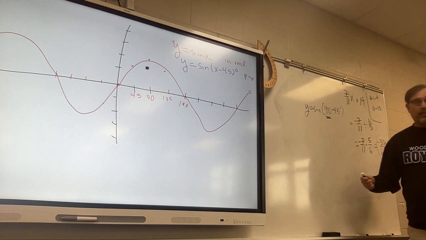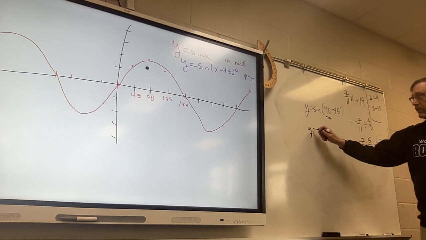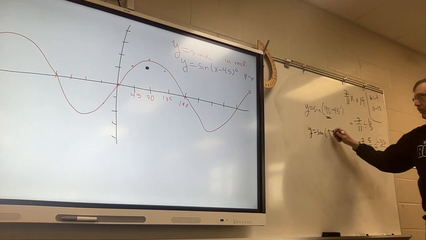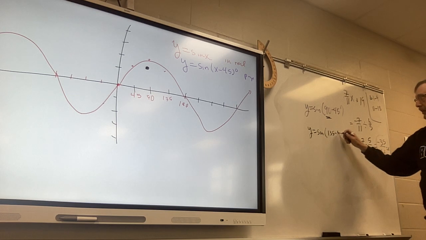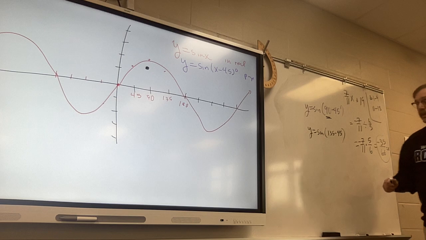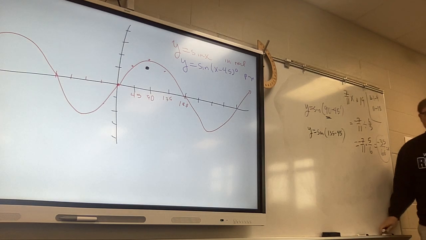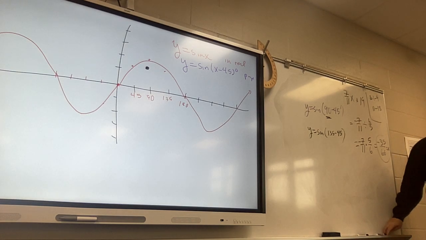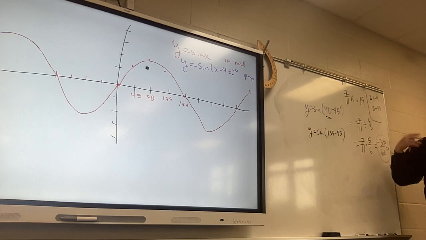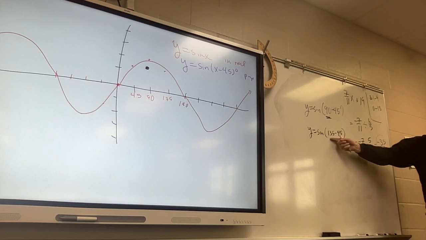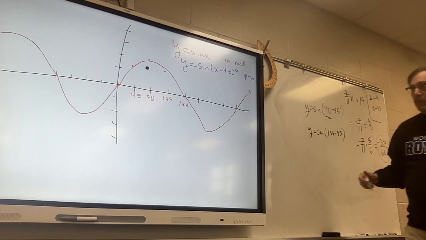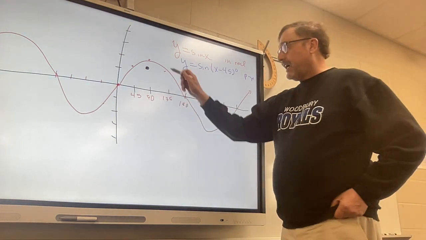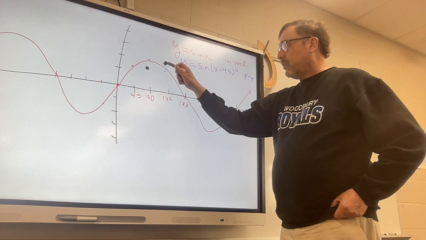I'm going to look now at 135 degrees. So I'm going sine of 135 minus 45. Hey, should be an easy subtraction because it's a famous number. What's 135 minus 45? 90. Hey, what's the sine of 90? Sine of 90 is? 1. So at 135, I'd like you to go over 1.